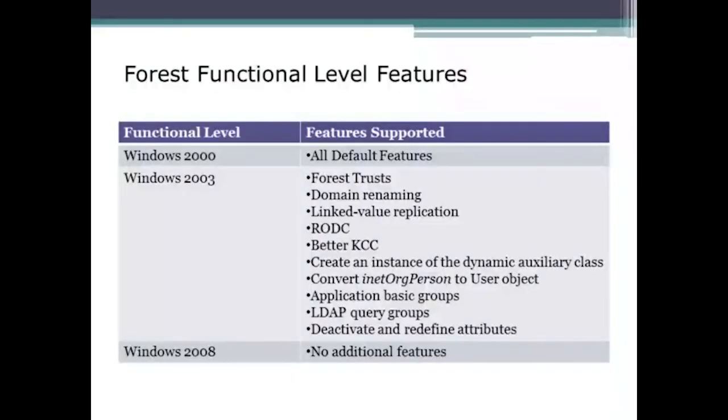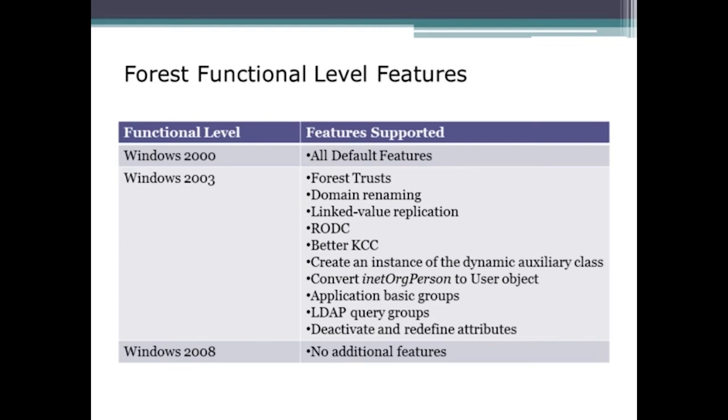If you move the forest functional level up to Windows Server 2003, you're going to hear the same story we did with the domain functional levels. We would support 2003, 2008. If you move to the Windows Server 2008 forest functional level, it only supports Windows Server 2008. So what are the features then? What do we get for all of this? Well, the Windows 2000 functional level, we're going to call that our default features. And then we're going to say, what did I get when I moved to 2003? Because that was the big one. Because really, when you move to 2008, you're really not getting additional features other than making sure you're all working with 2008 servers, I guess.